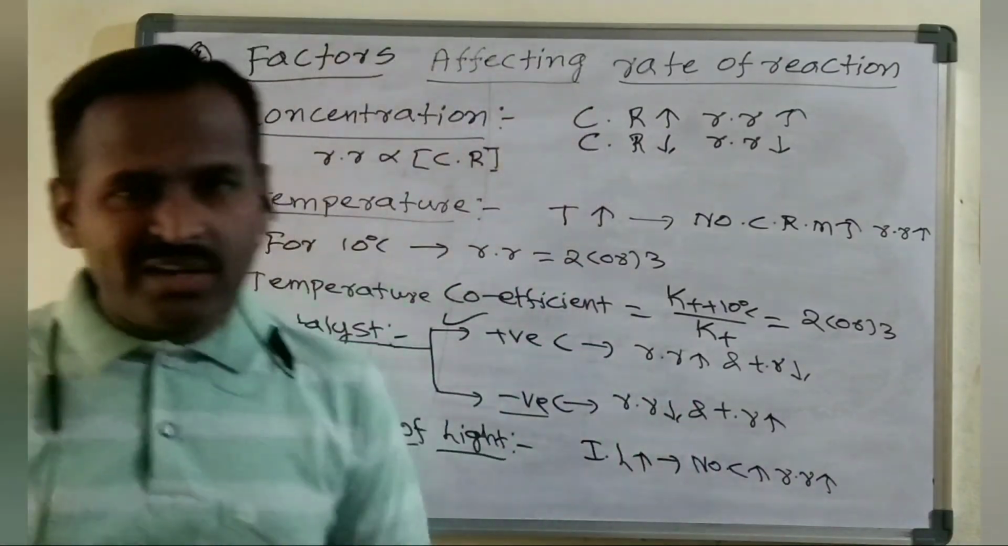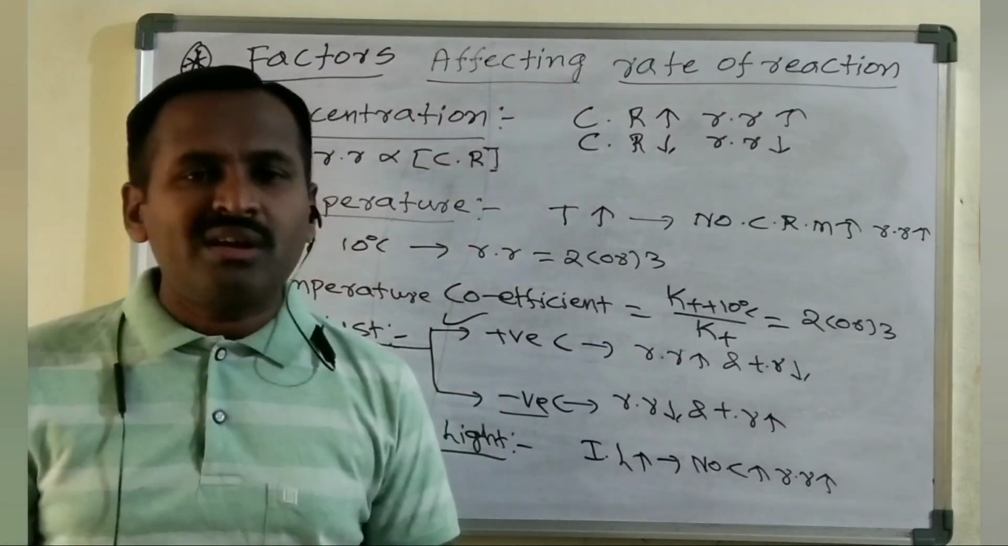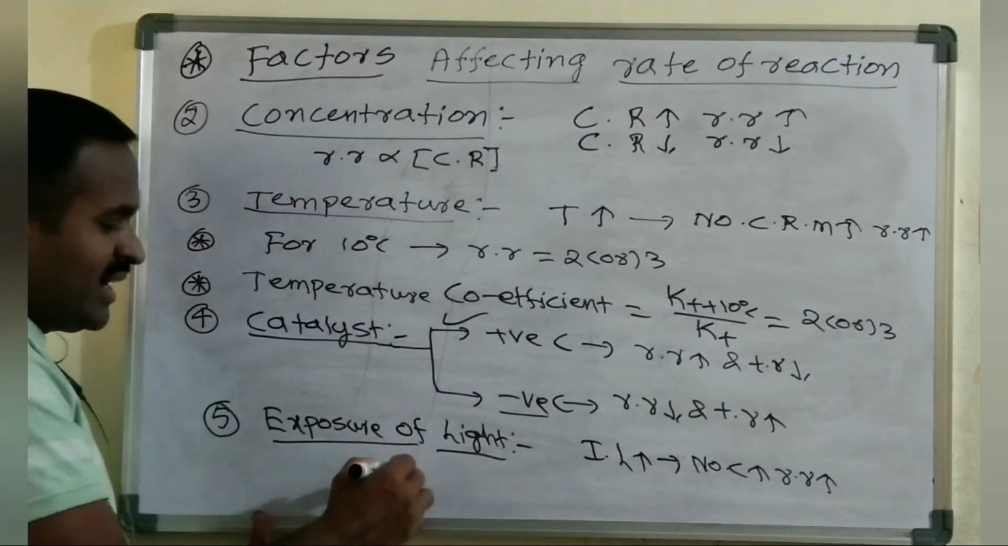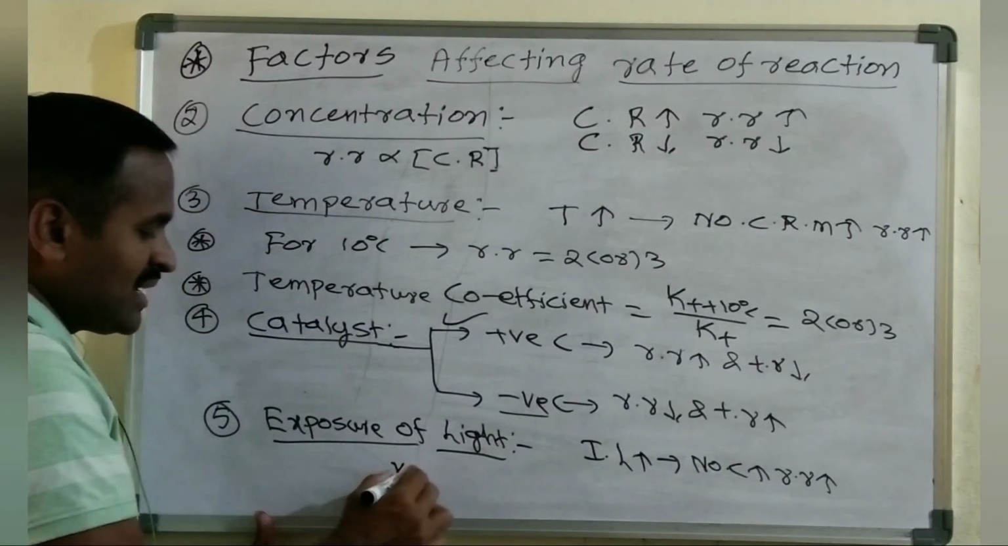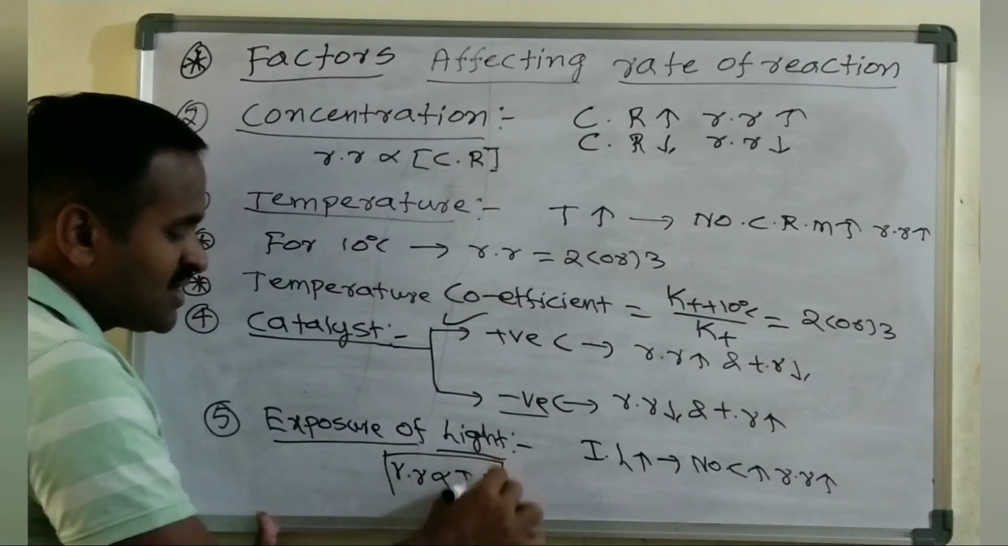What are photochemical reactions? The reactions which take place in the presence of sunlight are called photochemical reactions, and in these reactions, the intensity of light is directly proportional to the rate of the reaction, right?